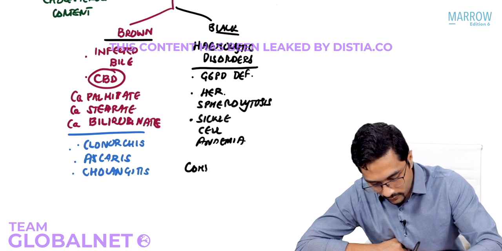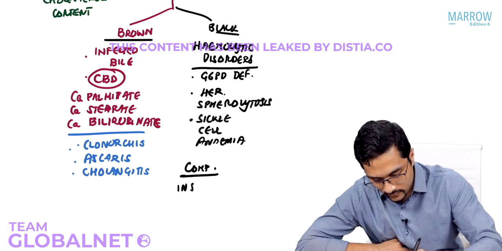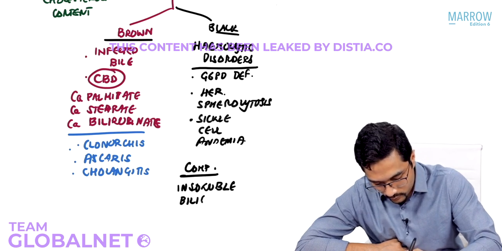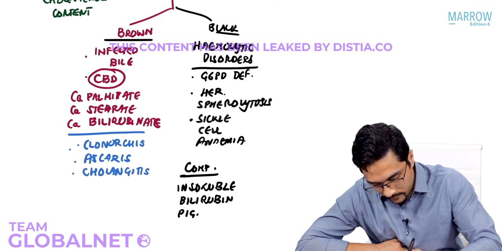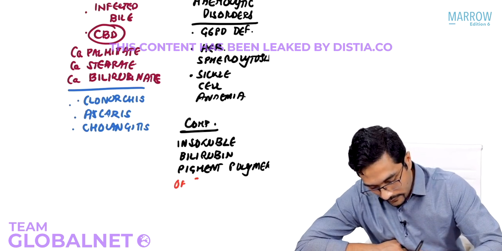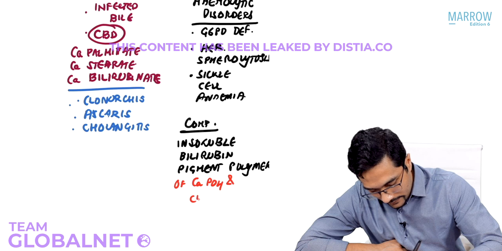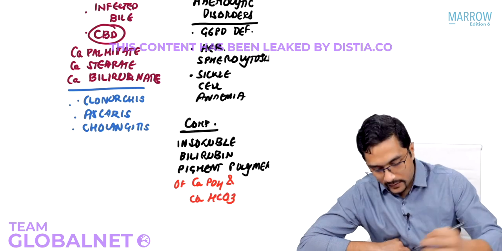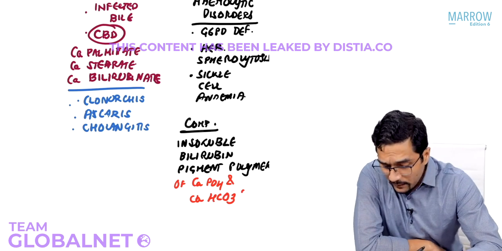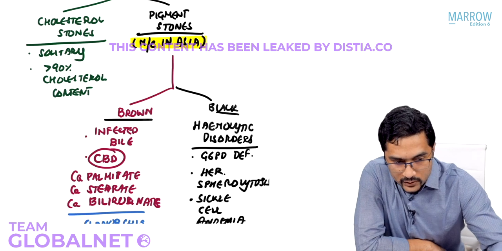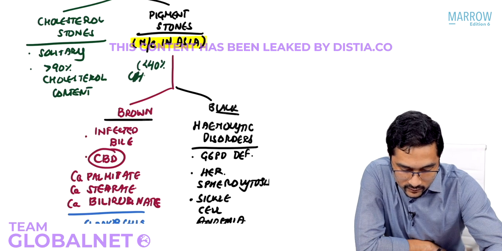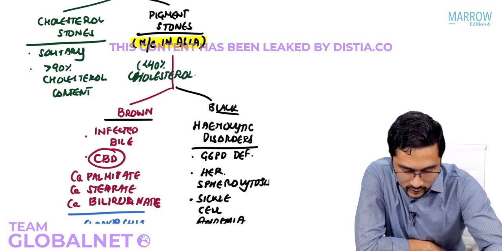And the composition of black pigment stones, it is composed of insoluble bilirubin pigment polymer, of calcium phosphate and calcium bicarbonate. So that is the composition of black pigment stones. And pigment stones, you need to know, will have less than 40% cholesterol content in them.